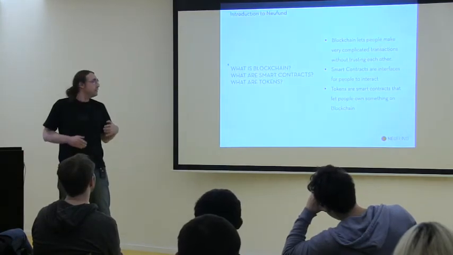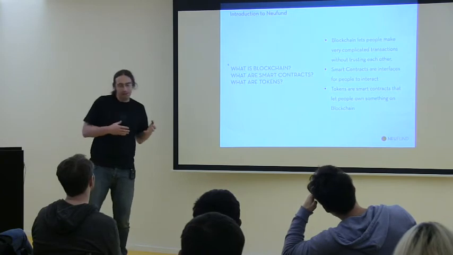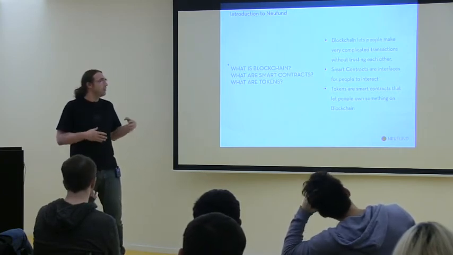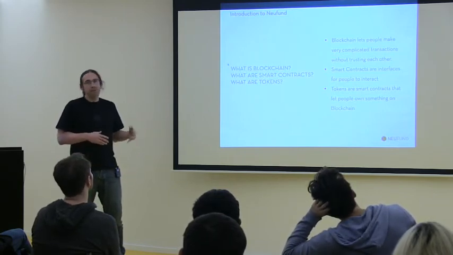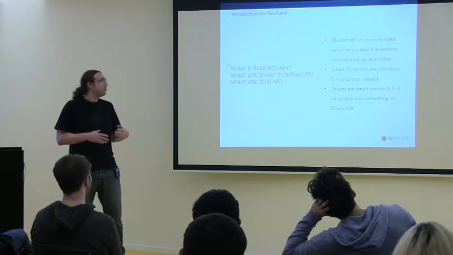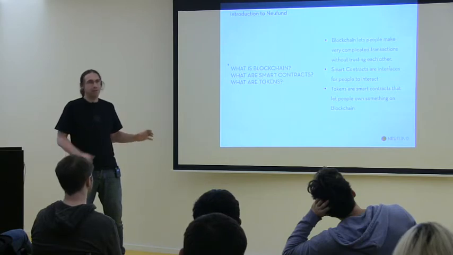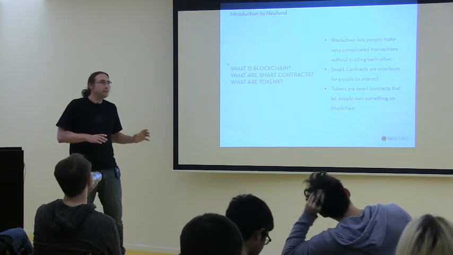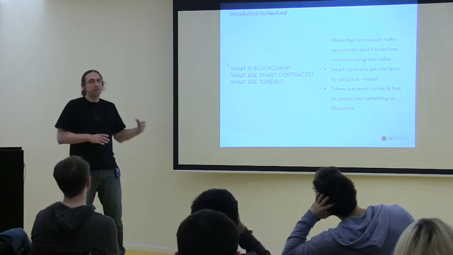So let's start with what blockchain is from my point of view, and a few other things that are necessary to understand what I'm going to talk about later. Basically, blockchain lets people interact or make very complicated transactions without trusting each other. Let's take a look at the internet, how it happened and how it changed society. Basically, the internet is a way for people to communicate in a peer-to-peer fashion without intermediaries.